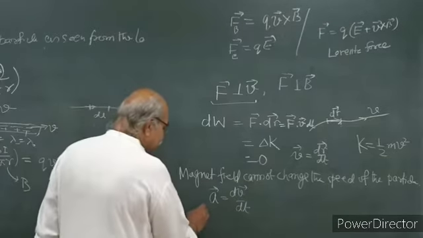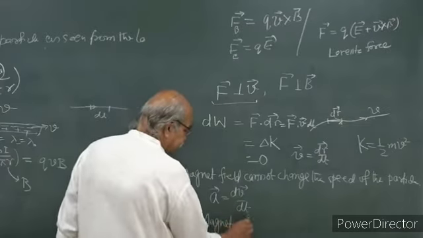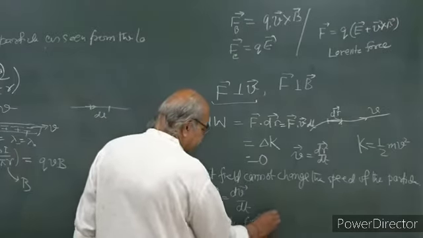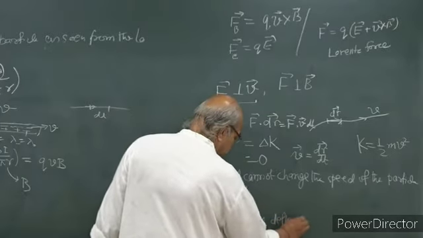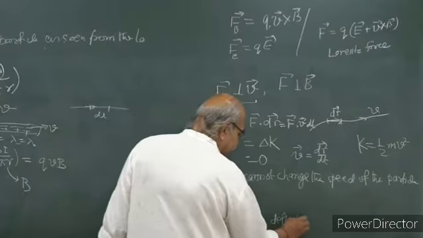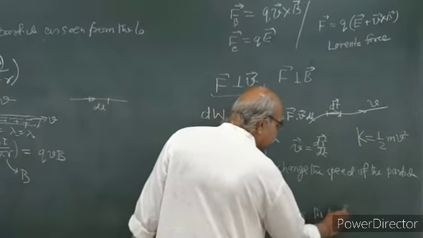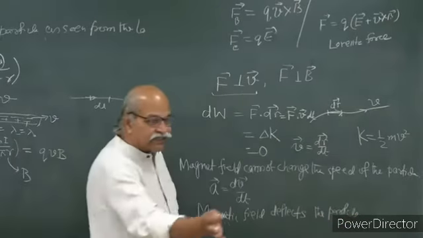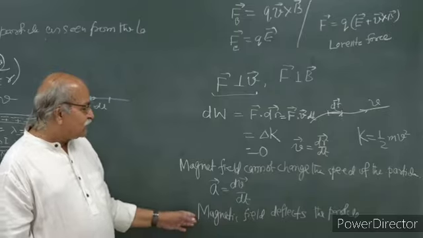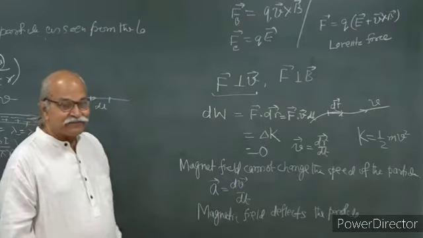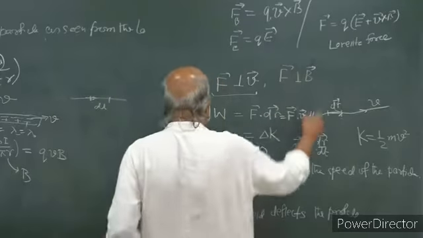So, magnetic field changes or deflects, magnetic field deflects the particle. Deflects means it is going in a certain direction and the direction changes, it deflects from its path. So, magnetic field can do that, but it cannot change the speed. Now, the other thing is this force is perpendicular to B.